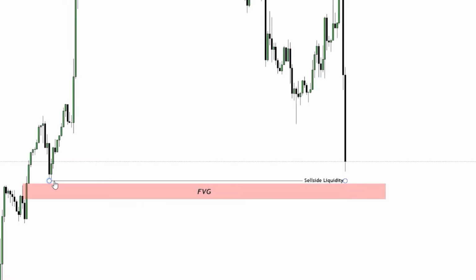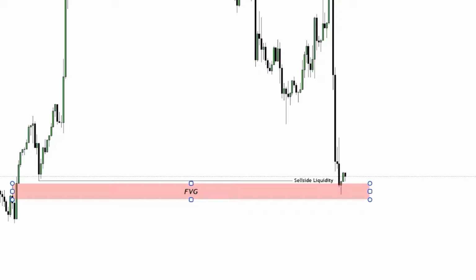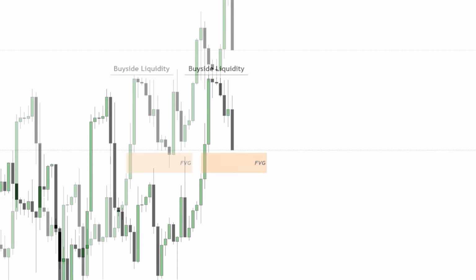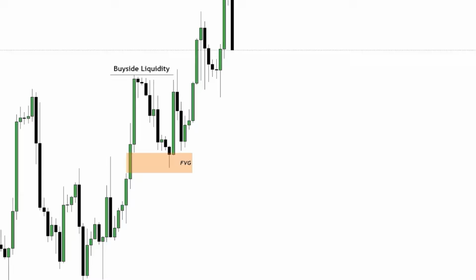Another example, we have an imbalance on the 4-hour chart. We also have this low, which will act as liquidity because below it lies the fair value, which is where the market will aim. Remember, you must use imbalances in the direction of the trend and always look at the higher time frame, as the higher time frame will always take priority over the lower one.